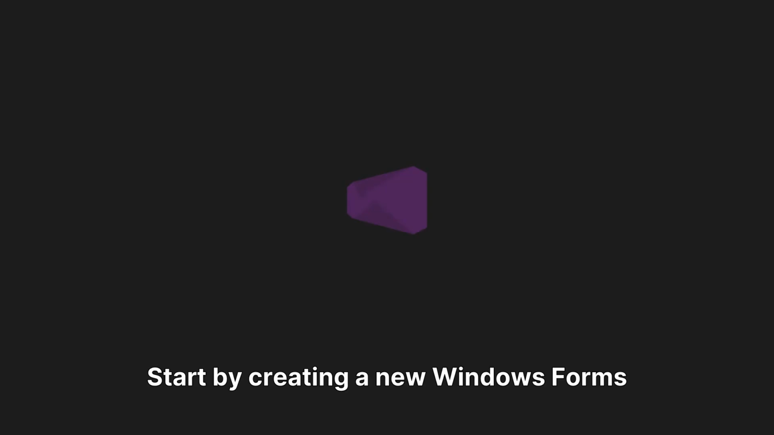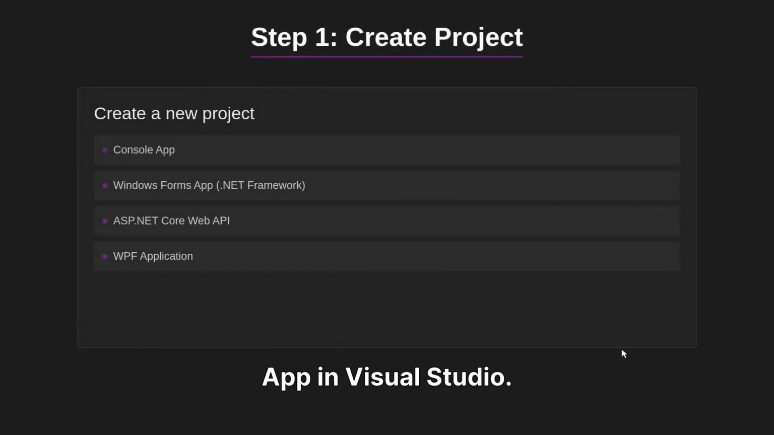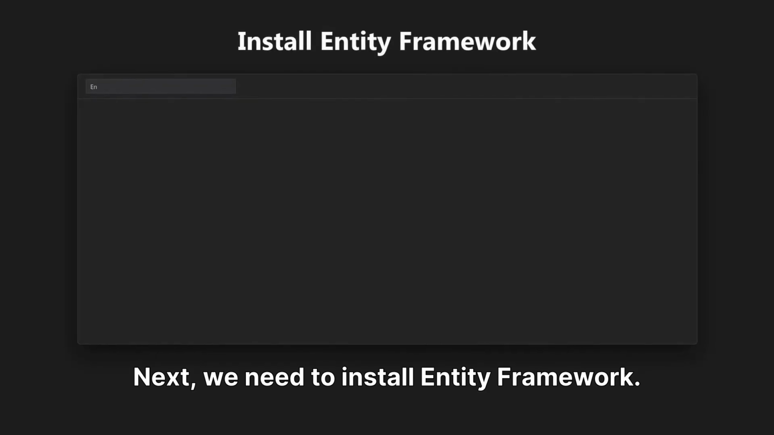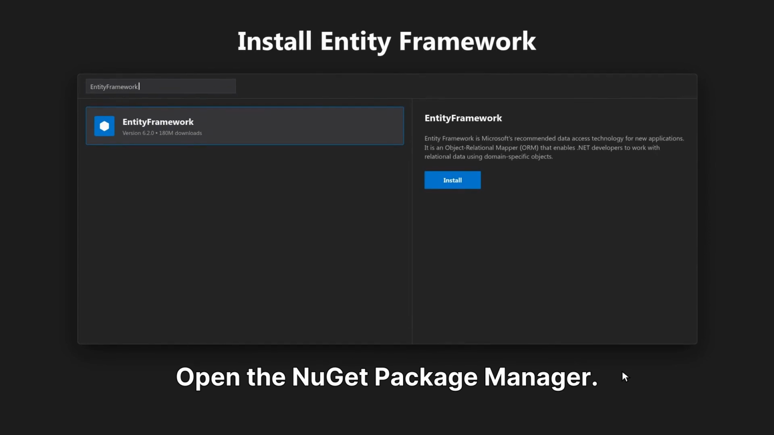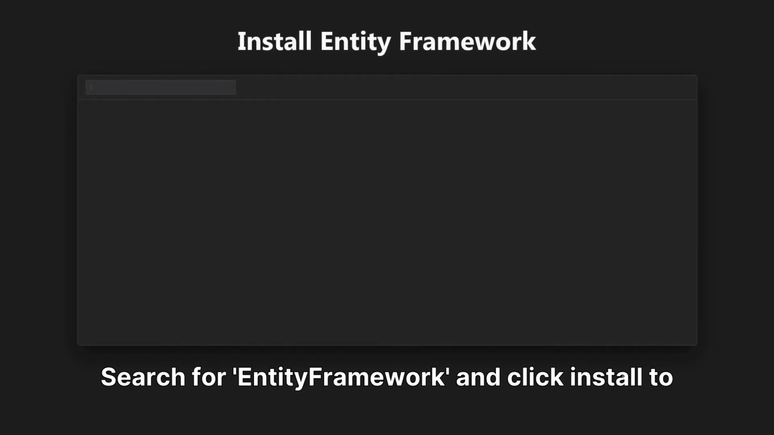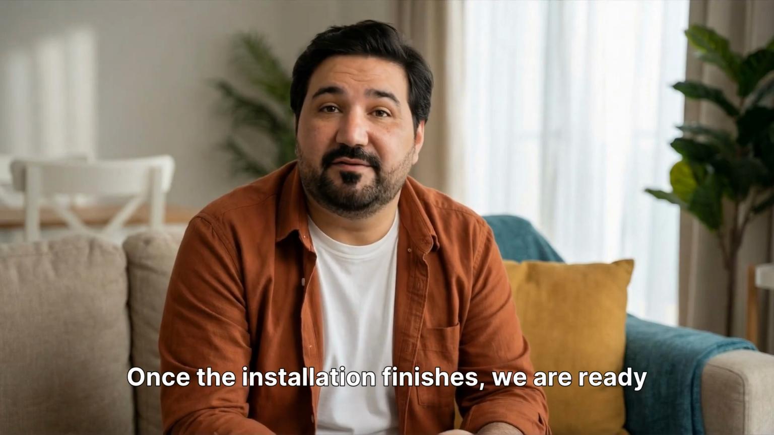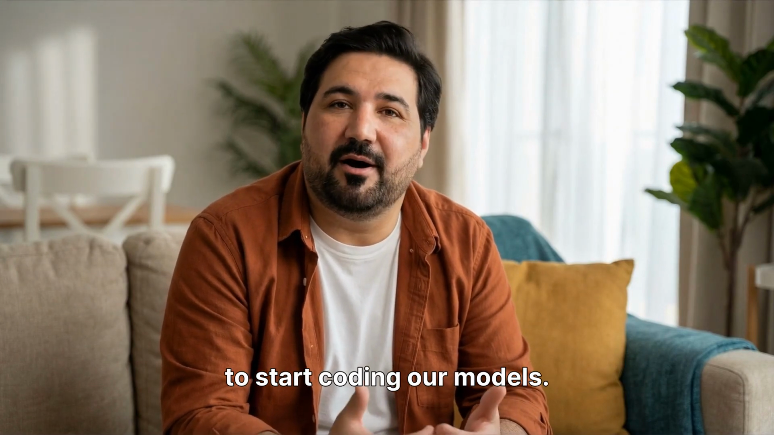Let's dive in. Start by creating a new Windows Forms app in Visual Studio. Choose the appropriate project template and give it a name. Next, we need to install Entity Framework. Open the NuGet Package Manager, search for Entity Framework, and click Install to add it to your project references. Once the installation finishes, we are ready to start coding our models.